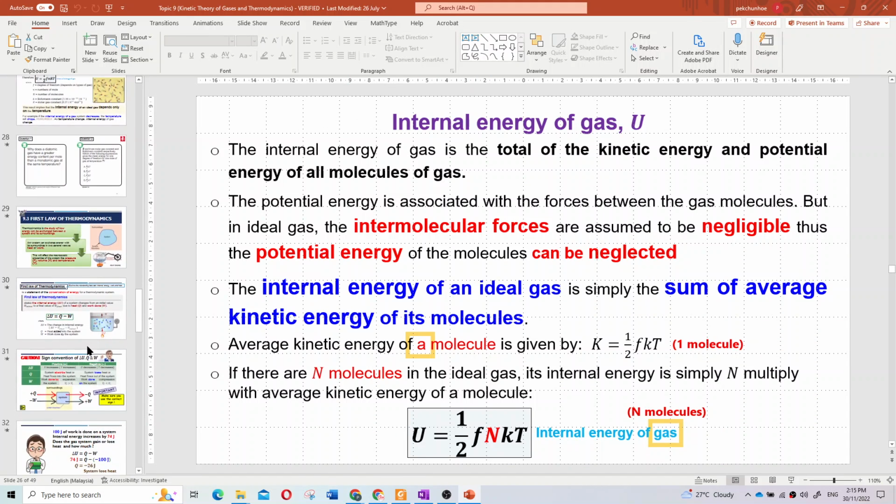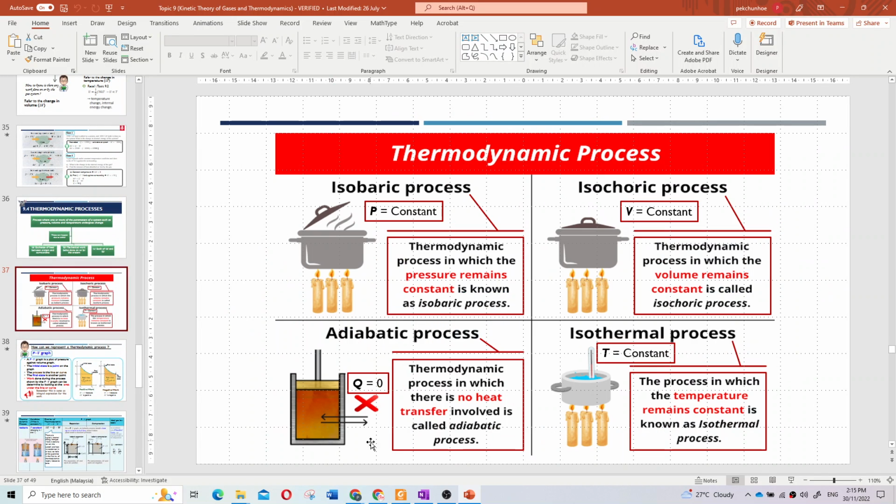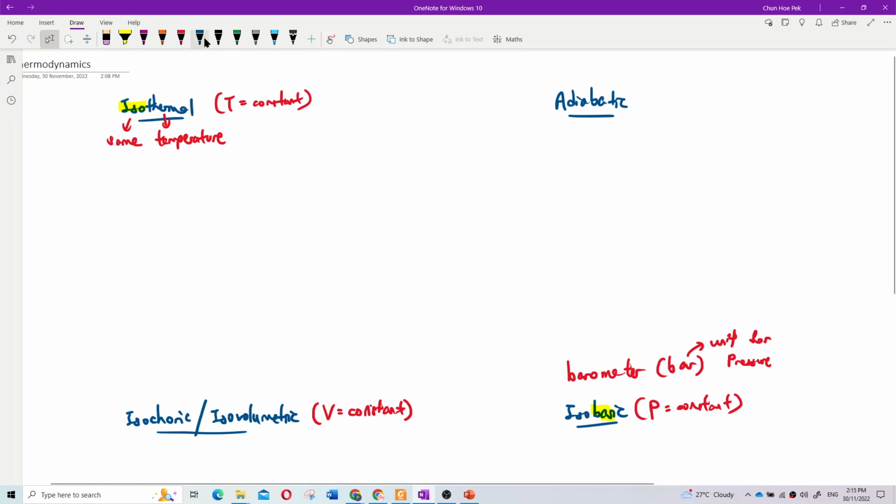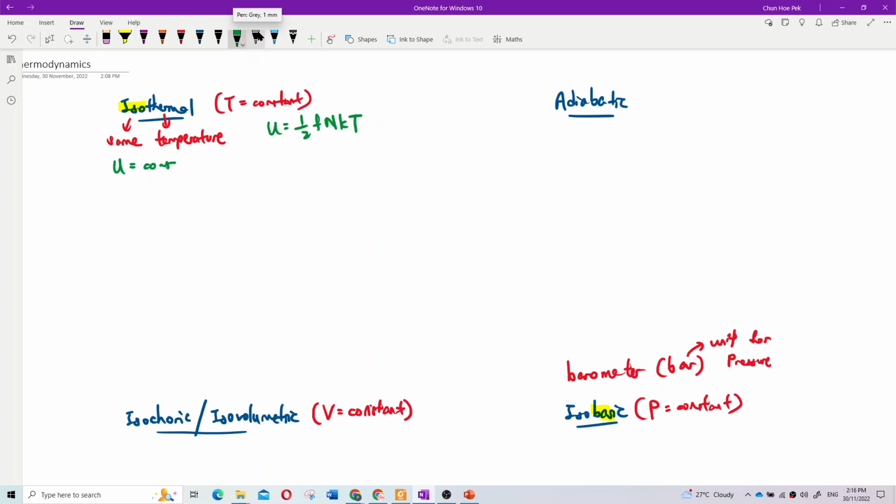So, let's continue. Over here, you learned that internal energy is 1/2 f n k T. So now if temperature is constant, that means the internal energy also constant. So there is no change in internal energy, delta U is 0.